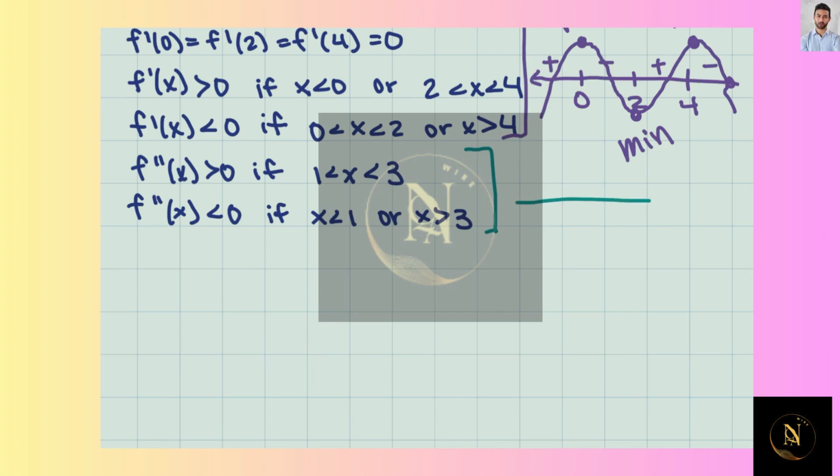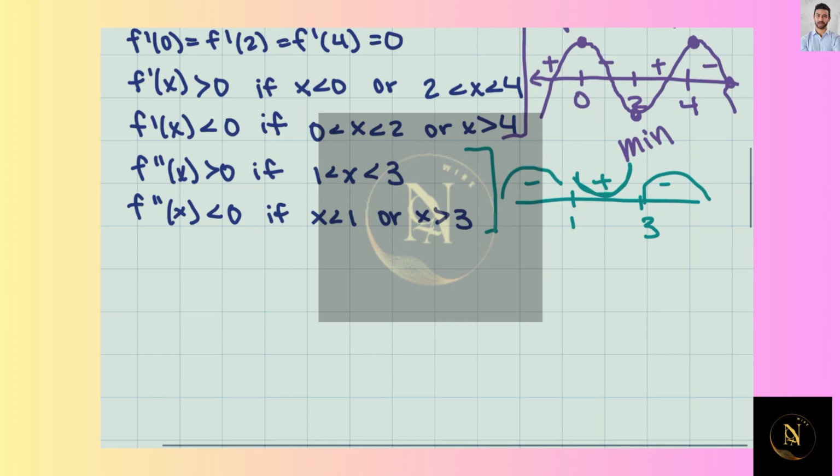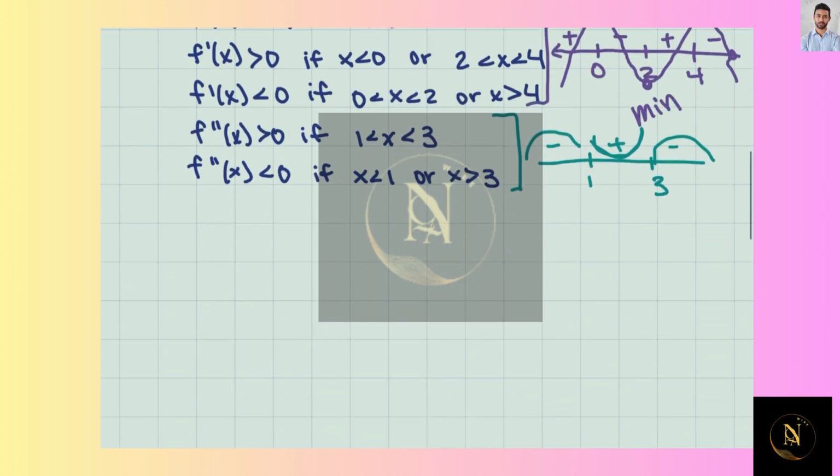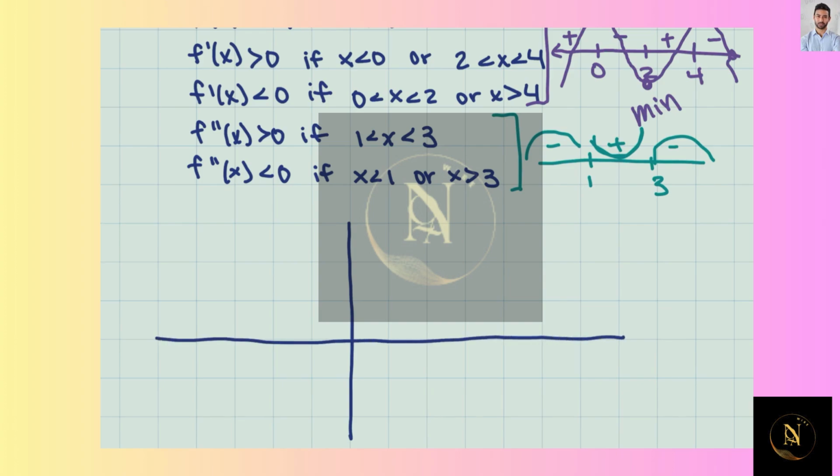The second part that they tell us is all about our second derivative, which has to do with concavity. And the important points they give us here are 1 and 3. We know our second derivative is positive between 1 and 3. And then our second derivative is negative when x is less than 1 or greater than 3. So when our second derivative is negative, that's when we are concave down, so we're kind of looking like that. And when it's positive, that's when we are concave up, something like that. So here's all the information we're given.